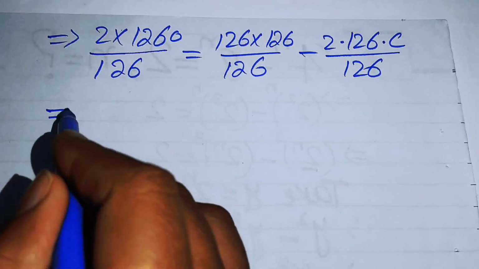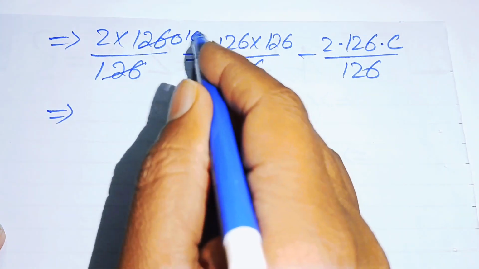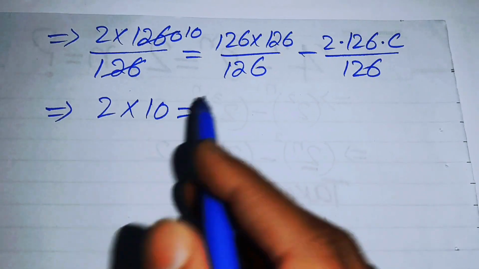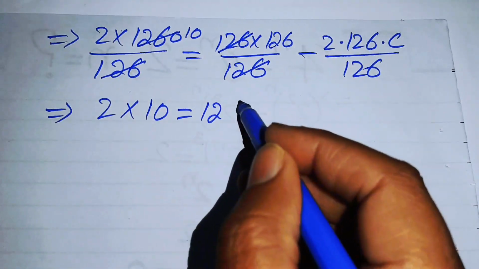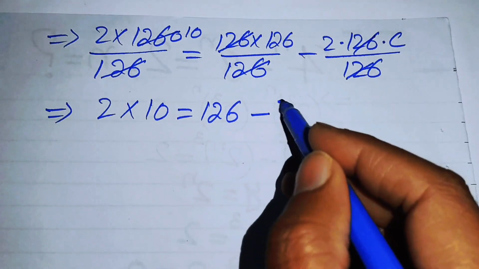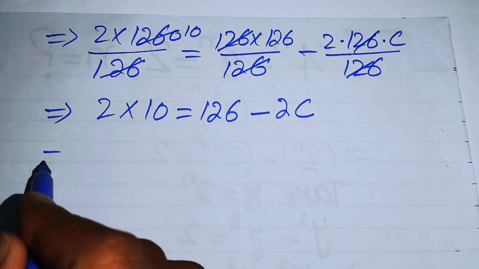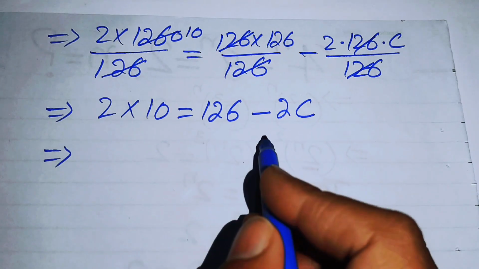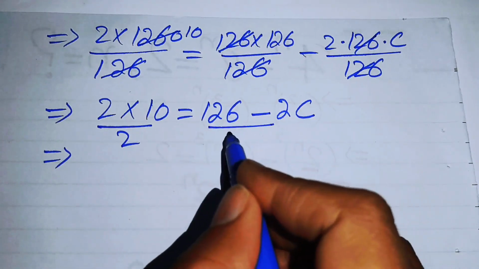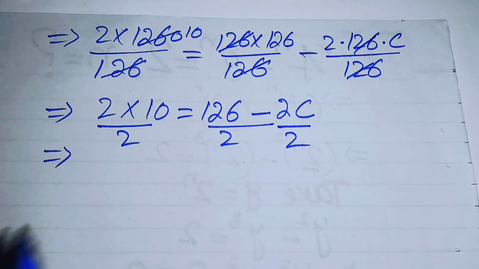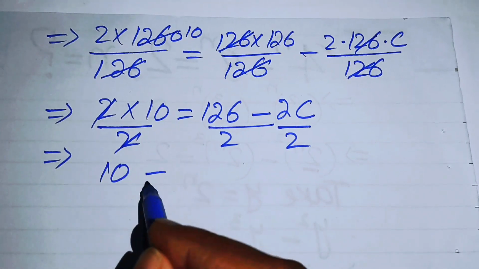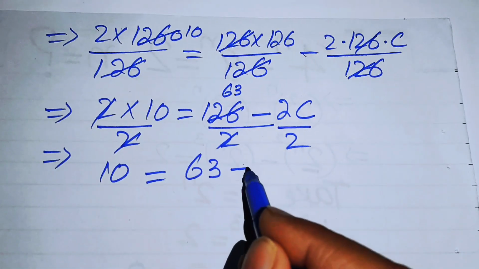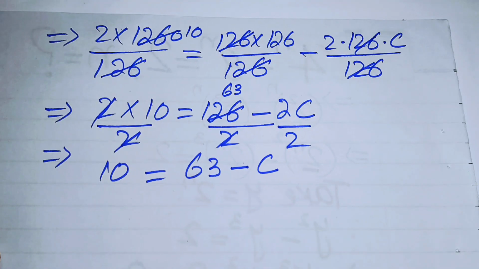So here you see that this is cancelled out by this one, and we get 10 here, and on the left hand side we have 2 times 10, and this is cancelled by each other, and we get 126, and here you cancel these terms and we get minus 2 times c. So now we simplify the terms and we move towards our final answer, and now we divide both of the sides by 2. So we divide this equation by 2 and this equation by 2. So these are cancelled and we get 10 equals, here we cancelled these two terms and we get 63 minus, we have 2 is cancelled by each other and we get c.